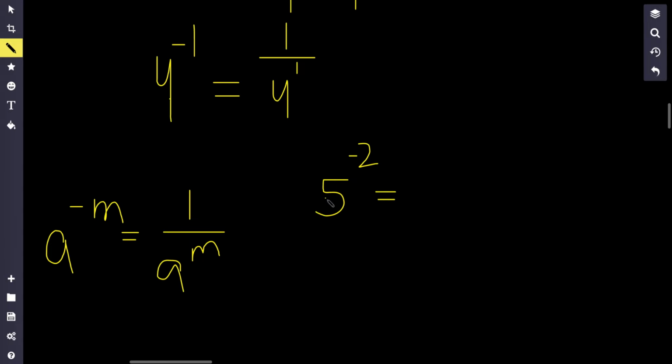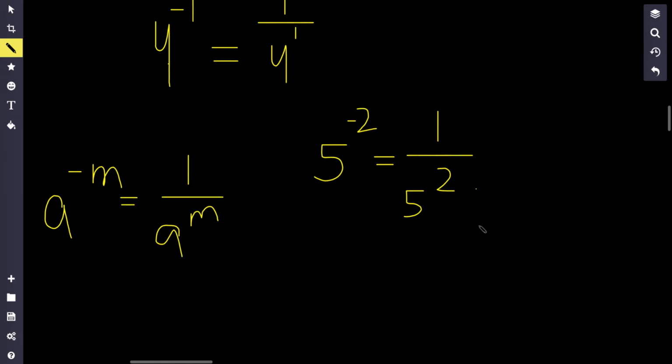Let's say we have 5 to the negative 2 power. What is this going to be equal to? What we're going to do is this is always going to be 1 over, and you keep the 5, and you take the exponent and you turn it positive. So 1 over 5 to the second power.